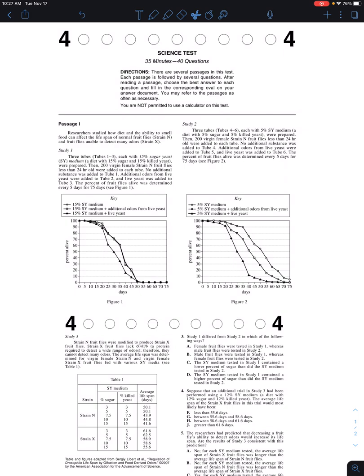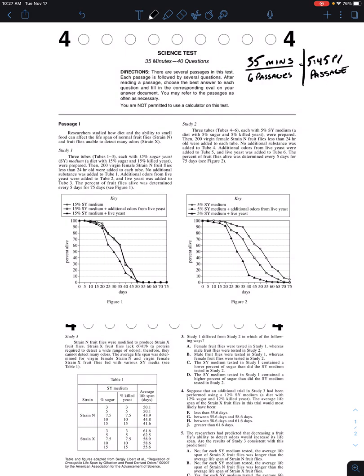The hardest part to science is managing the time. The time is a big cruncher for us. Notice that you have 35 minutes to answer 40 questions. But think about it on a per passage basis, because it gets overwhelming if you think about I have to answer a question basically in less than a minute. So in the science test, you're going to have 6 passages. If you break this out and say, okay, how much time do I have per passage? You're going to have about 5 minutes and 45 seconds per passage.